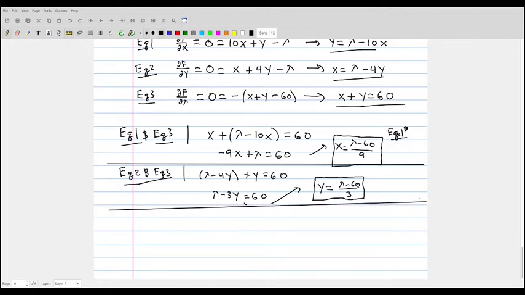And so we have, from equation 1 and equation 3, the relationship between lambda, the Lagrange multiplier, and x. When we do equation 2 and equation 3, we get an isolated equation relating y and lambda. The last step here is to go through and combine these. So we combine this equation 1 star with this equation 2 star, just like we did in the previous problem.